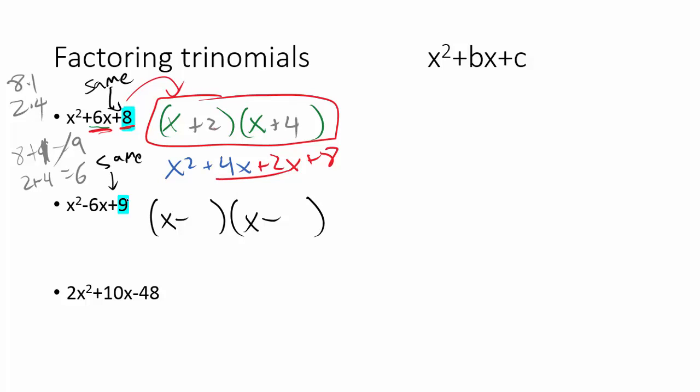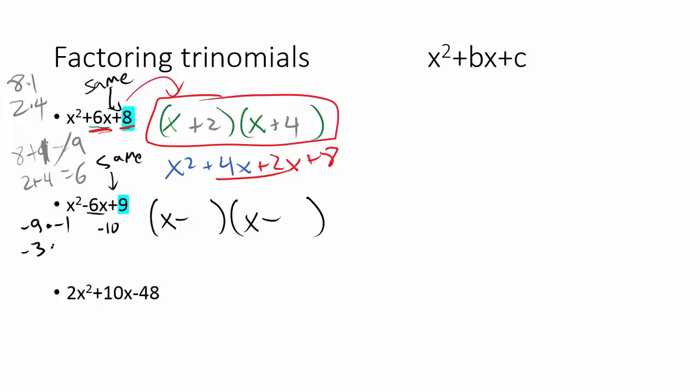A negative times a negative could give me a positive 9, but maybe add to give me that negative 6x in the middle. So think of some factors of 9, anything you can think of that multiplies to give you 9, but adds to give you negative 6. So again, I'll think about this here. I know they both have to be minus, so I could do negative 9 times negative 1. That's always a possibility. Negative 9 times negative 1 will multiply to give me 9, but that adds to give me negative 10, so that won't work.